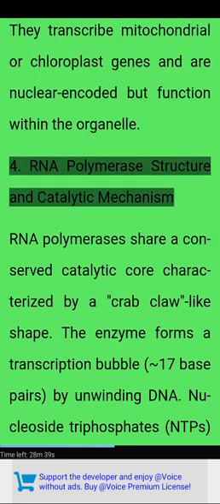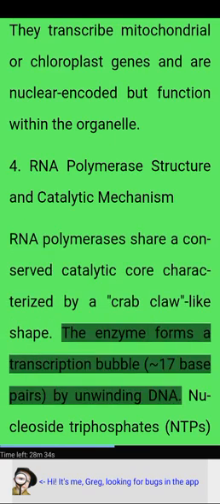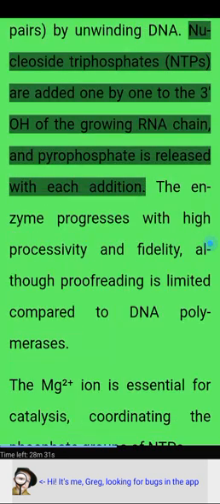4. RNA polymerase structure and catalytic mechanism. RNA polymerases share a conserved catalytic core characterized by a crab claw-like shape. The enzyme forms a transcription bubble, approximately 17 base pairs, by unwinding DNA. Nucleoside triphosphates (NTPs) are added one by one to the 3' end of the growing RNA chain, and pyrophosphate is released with each addition.